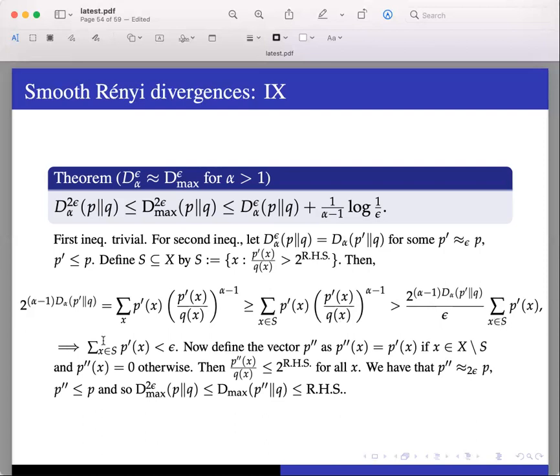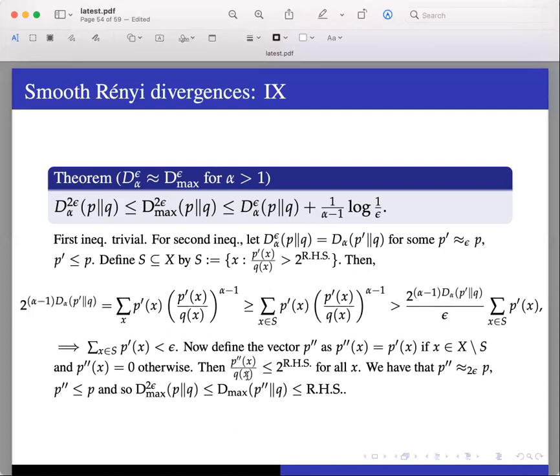So this implies that summation P prime(x) for x in S is less than epsilon. So now define a new vector P double prime as follows. P double prime equals P prime if x does not lie in S, and P double prime is equal to 0 otherwise. So in other words, I just take P prime and I zero out the entries in the set S. Then what do I have?